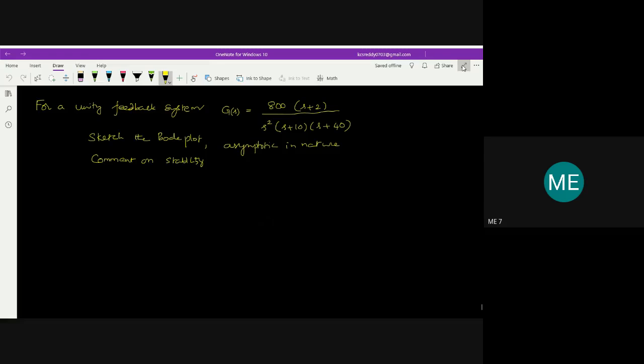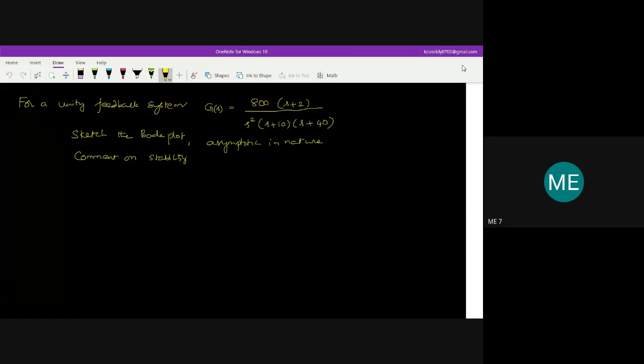So in the last class, we discussed the Bode plot and how the stability of the system can be studied by using the Bode plot. In this class, we discuss how to construct a Bode plot. In the previous classes, we discussed the factors, and what each factor's contribution is to the magnitude plot as well as the phase angle plot. Based on that, we are going to plot the Bode plot.